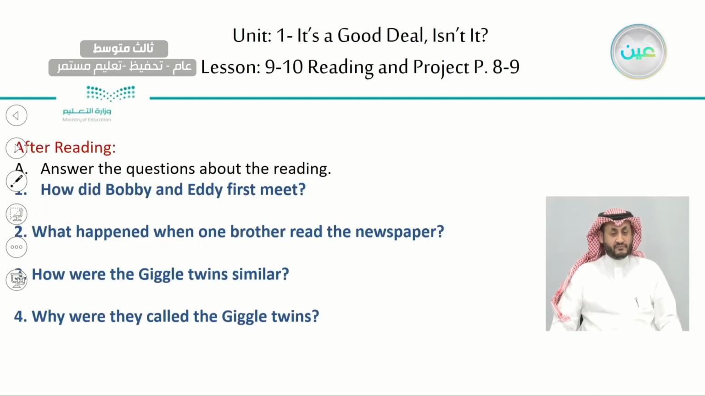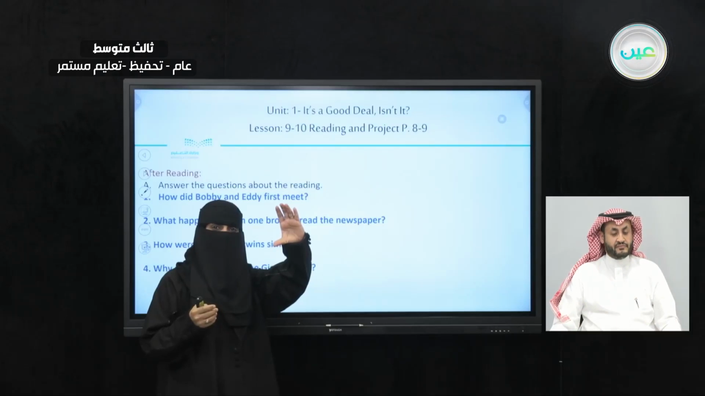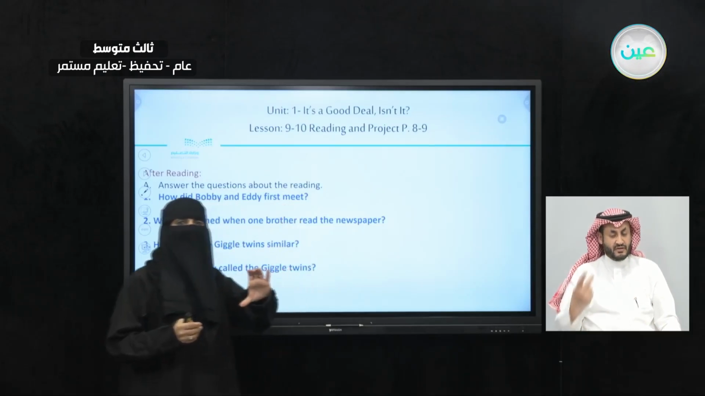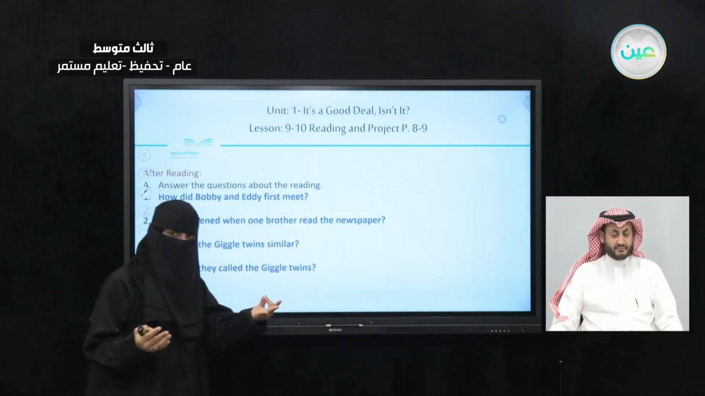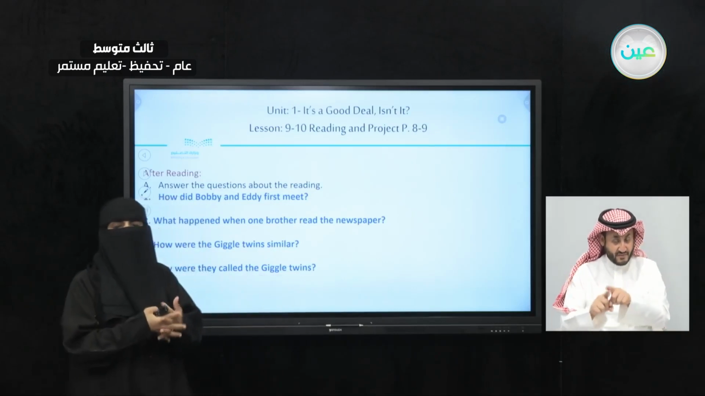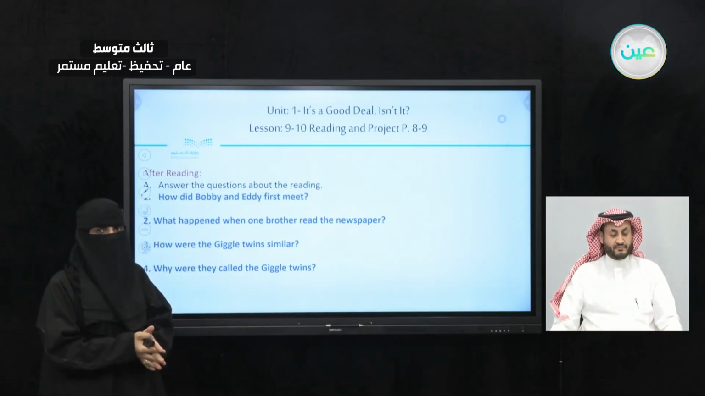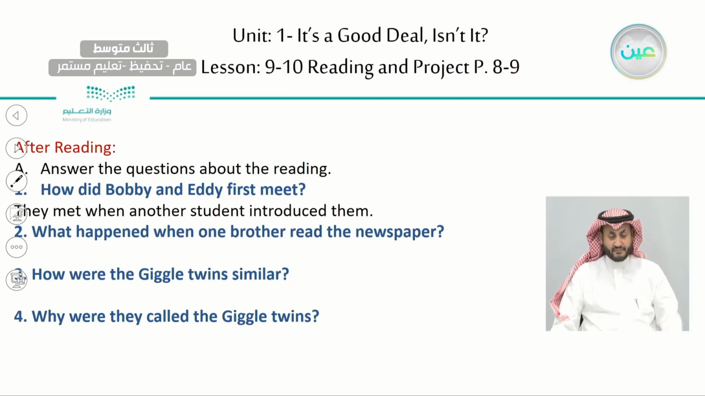Now let's move on to after reading. Answer the questions about the reading. How did Bobby and Eddie first meet? How did they meet? Not from the first paragraph, the conversation, the second one. It's about the three triplets, right? So how did they meet each other? Can you tell me? Yes, excellent. They met when another student introduced them. So they have another student who introduced them to each other, okay?